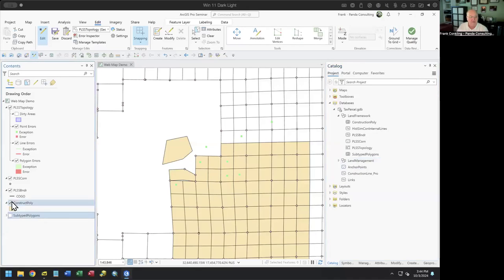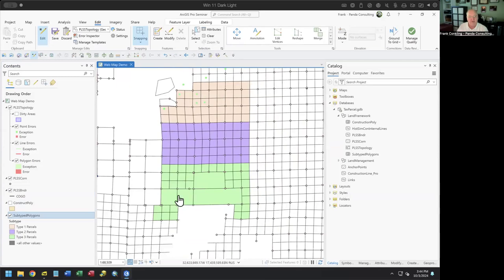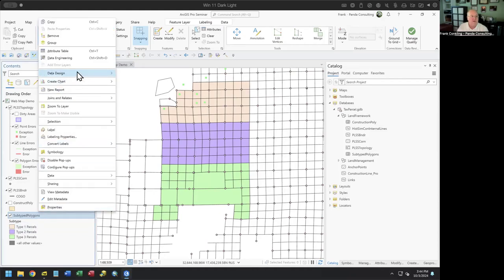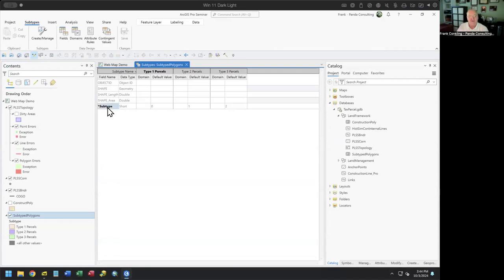So I actually have over here in my catalog a layer, here it is as a matter of fact, called subtype polygon. And I'm going to turn these off, in which I have three different types of polygons. All right. And if I go in here and I look at my data design and go to subtypes, all I did is I defined a subtype attribute field, and that's either a short or a long integer. And then I defined it as having different types.